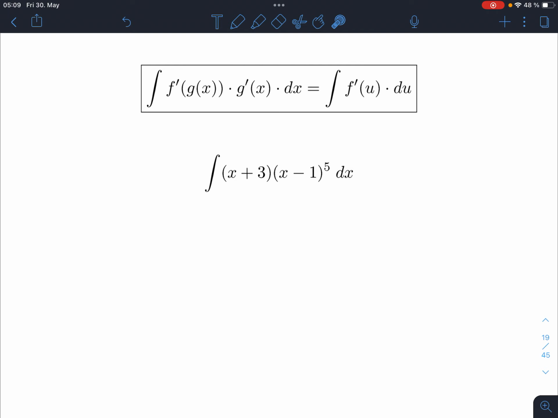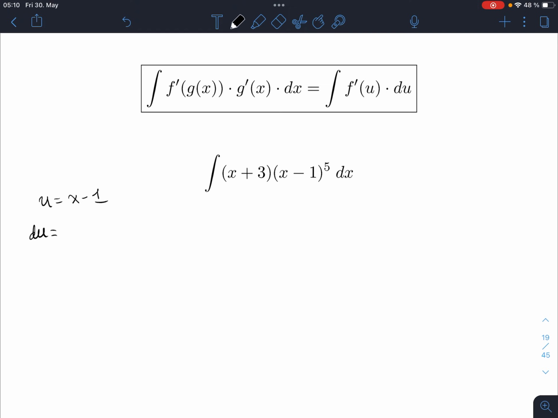Hello. So let's do another example. And just like in the previous examples, what we're looking for is a composite function, and then we're looking for the derivative of the inside function multiplied somewhere else. And so just looking at this, x plus 3 times x minus 1 to the fifth, hopefully you can see that this is a composite function. It's x minus 1 inside of u to the fifth.